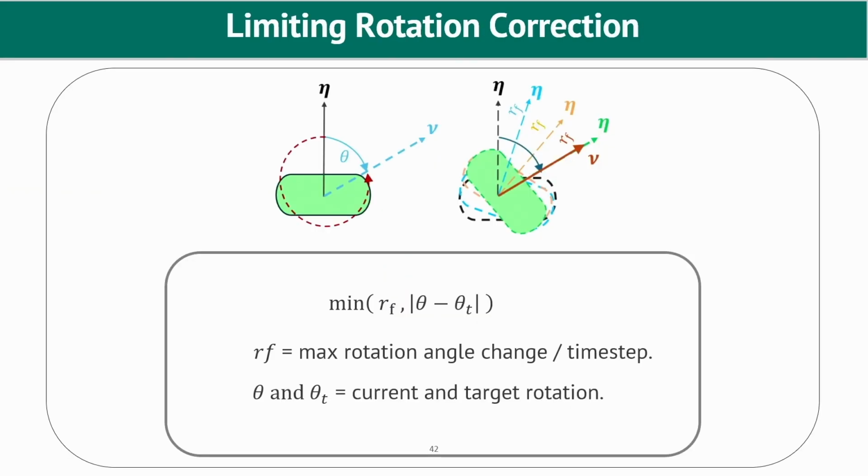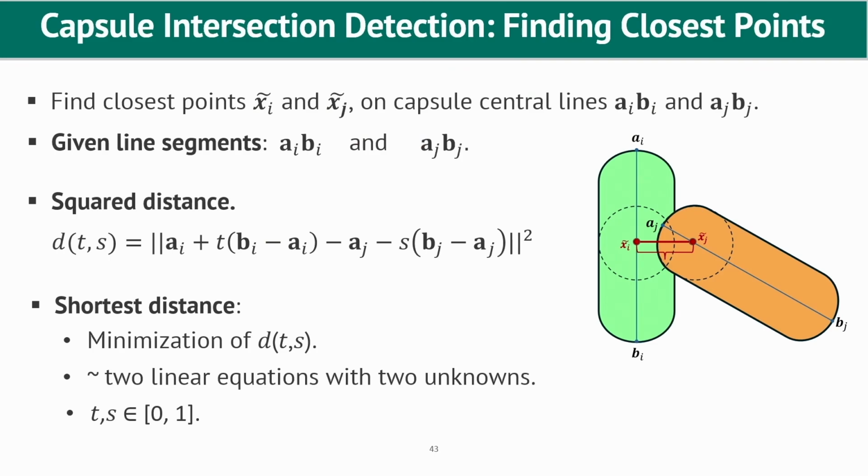And in case the rotation is necessary, instead of doing it in a single time step, we limit the rotation to a certain amount, so that the rotation is not oscillatory. And I remember I mentioned finding the closest point to capsules. Now I will explain in brief how to calculate this.